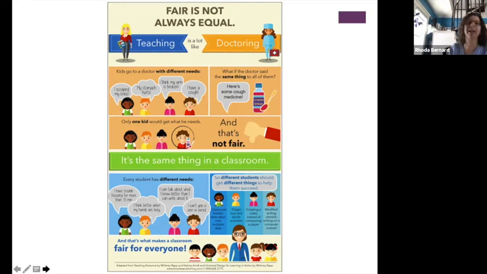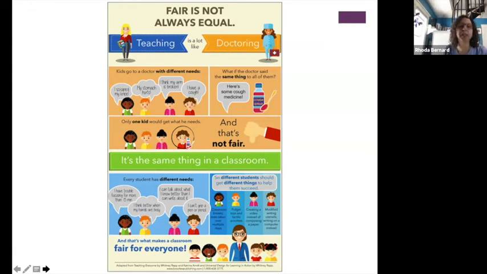So bear with me. Kids go to a doctor with different needs, and we have a scraped knee and stomach pain and a broken arm and a cough. But if the doctor gave the same thing, cough syrup in this example, to every student, only one would get what they need, right? Only the one with the cough. And that's not fair. It's the same thing in a classroom. Every student has different needs.